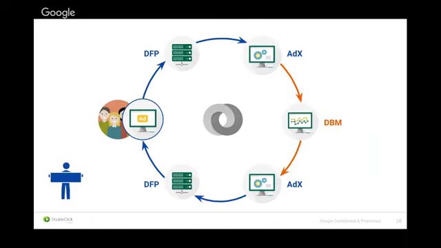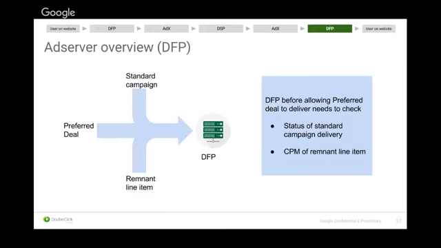So we have a winning deal, a winning bid for a deal. So ADEX sends this piece of information back to DFP. And let's look at what happens in DFP. DFP cannot allow an ADEX bid to serve, an ADEX impression to serve, without first checking if it can compete against all the other campaigns that are eligible on that piece of inventory.